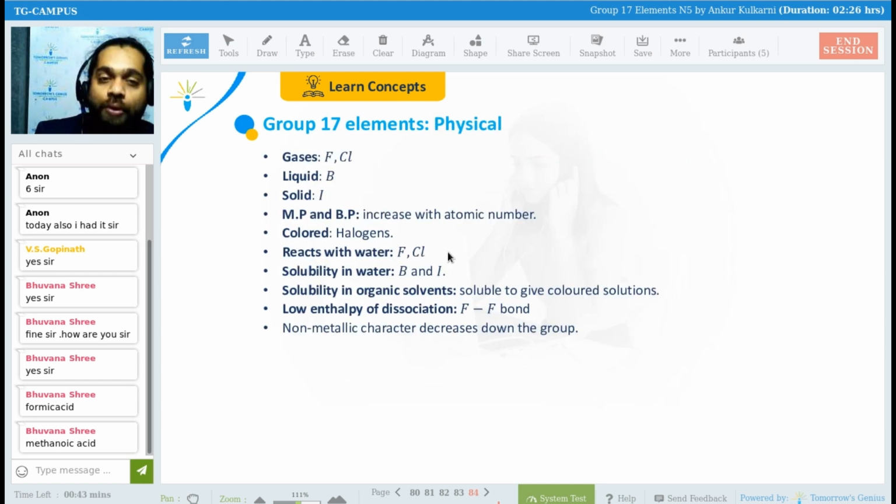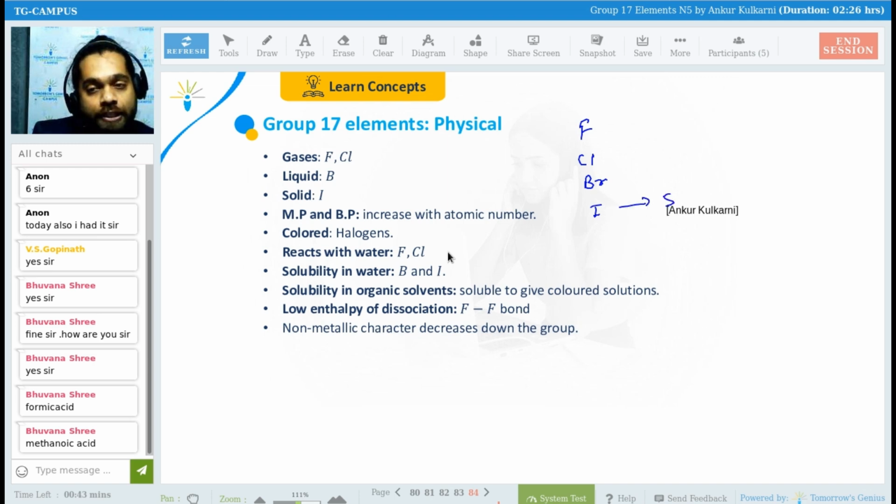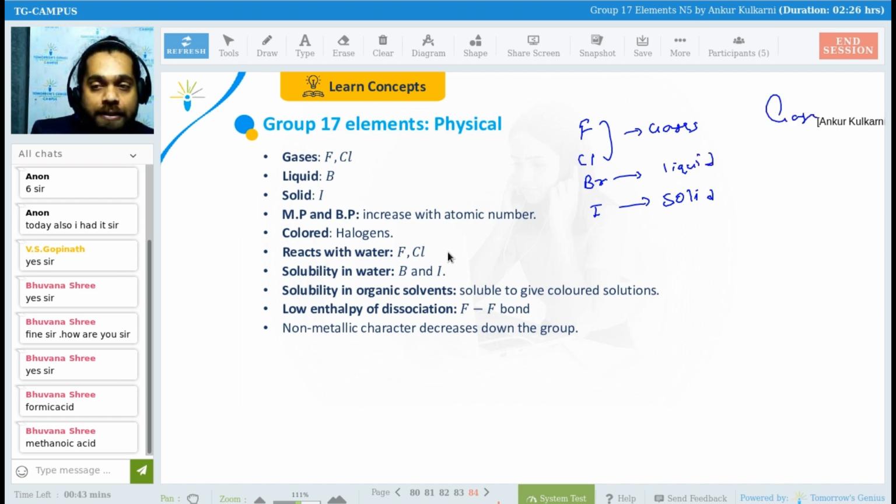Now, as you go down the group, remember this: fluorine, chlorine, bromine, iodine. Iodine is a solid in nature. Fluorine and chlorine are gases. Bromine is a liquid. Come on, write this down. As you go down the group, the state of matter goes from gases to liquid to solid. Fluorine and chlorine are gases, bromine is a liquid, and iodine is a solid.